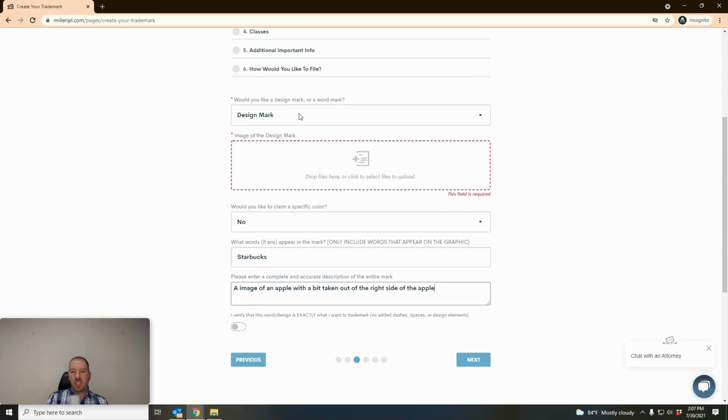Once you get that information, whether it's the design mark, you're going to fill that out. Again, you're going to want to verify that whatever words you're using, you don't have any dashes or spaces, and that whatever is here is the same as what's shown in the image. So any of the words or any of the description. What we don't want to do is have a different logo that you upload, but you start using something separate on your website. So the one we register versus the one on your website are different. That doesn't give you any protection. So make sure to fill that out.